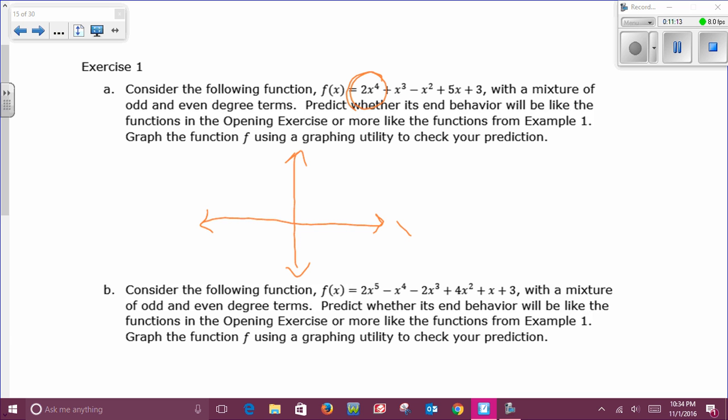Actually graph it. Now for me, without looking at it, I see the highest power is 4. So that means that it's going to have similar end behavior. When I threw this into the calculator, I got something along the lines of this. So it would look more like the opening exercise.